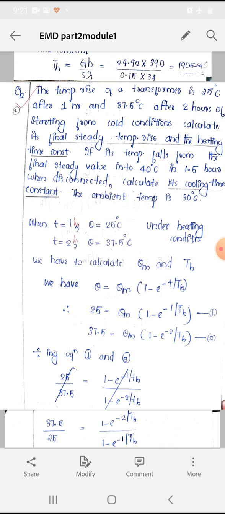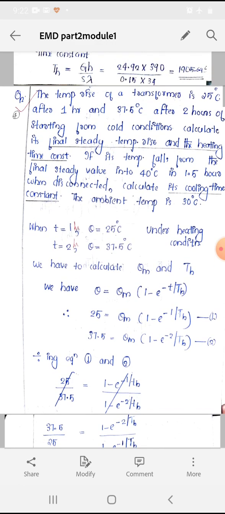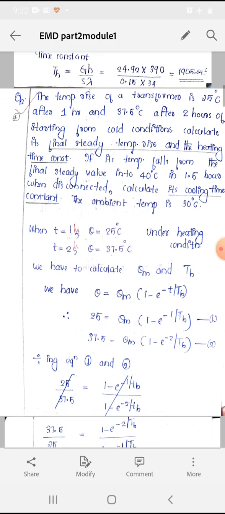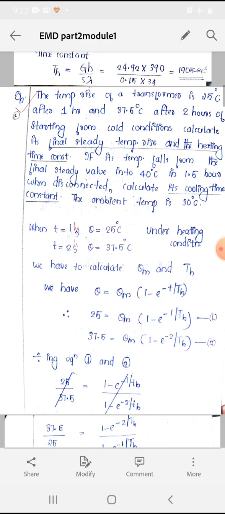So in this question, we need to find the final steady temperature rise and heating time constant, as well as the cooling time constant. Before this, we also know the final equations for the machine under heating conditions as well as cooling conditions. So let's move on to the answers. First we need to find the final steady temperature rise and the heating time constant.